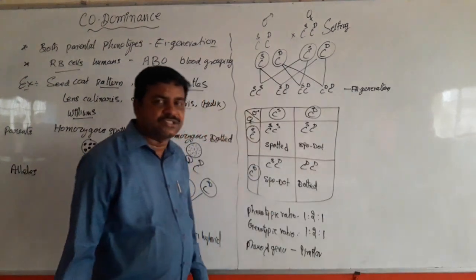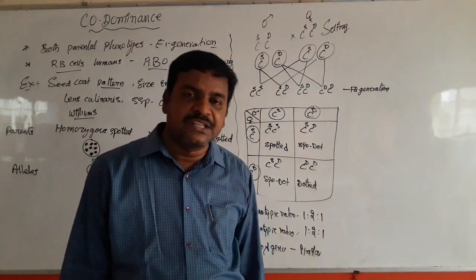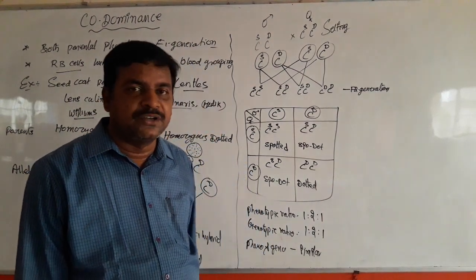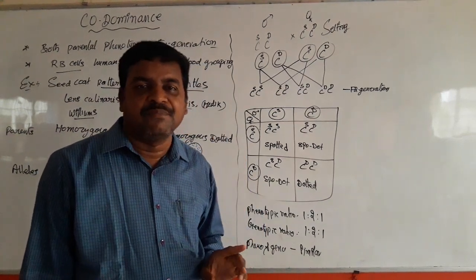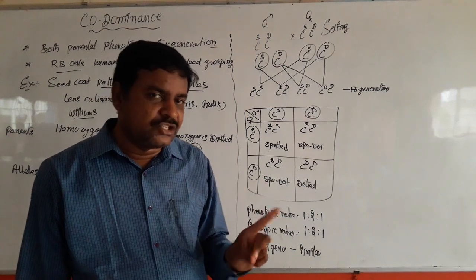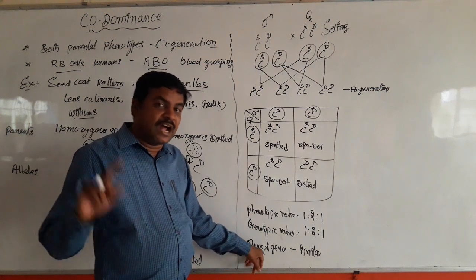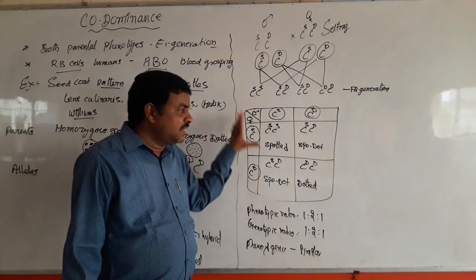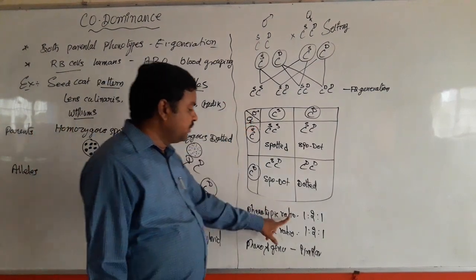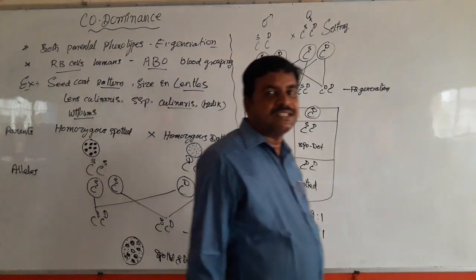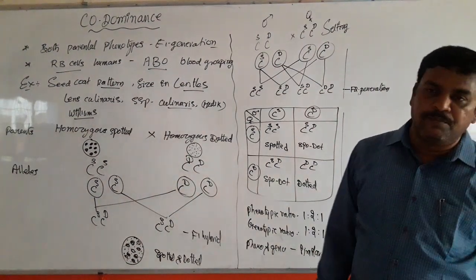Very important, students. Do you know the phenotypic and genotypic ratio of incomplete dominance? Phenotypic and genotypic ratios are also the same in incomplete dominance, that is 1:2:1. So the phenotypic and genotypic ratios of not only incomplete dominance but also codominance are exactly similar, that is 1:2:1. This is codominance.